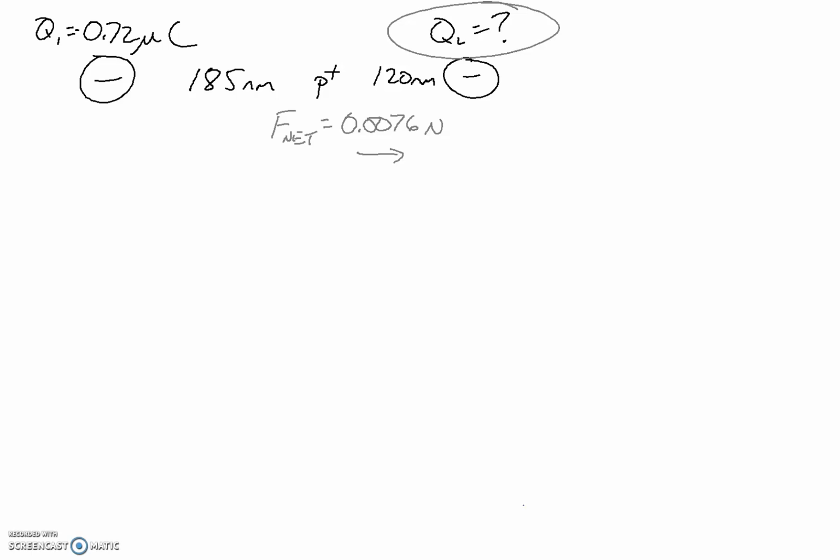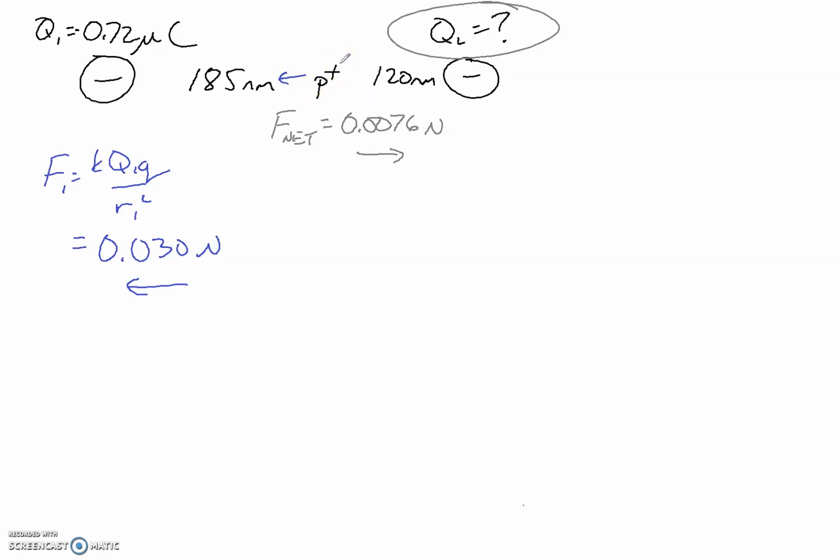We can find the force from Q number 1. So force from Q number 1 would be KQ1Q over radius 1 squared. So let's find the force for that one over there. And with that, we have 0.030 newtons, and the proton would be attracted to the left. So Q number 1 is attracting the proton with 0.03 newtons.